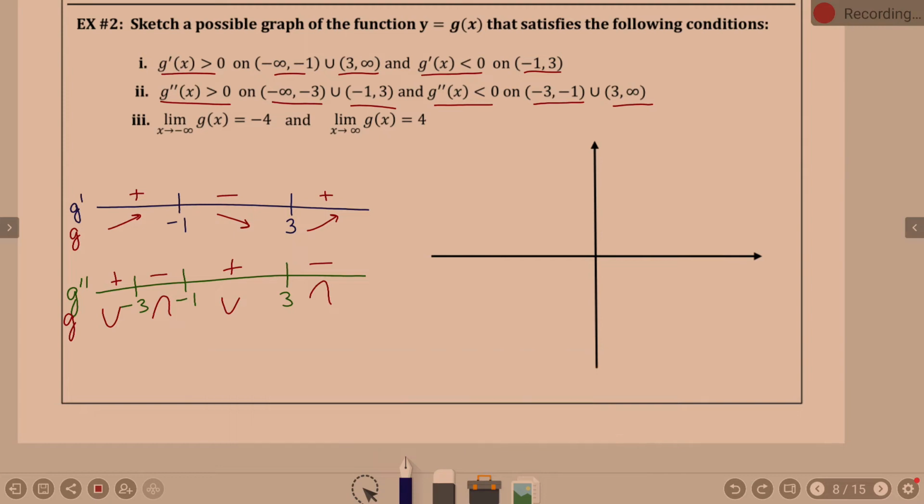And, okay, the limit as x approaches -infinity of the function is -4. And the limit as x approaches positive infinity of g of x is +4.